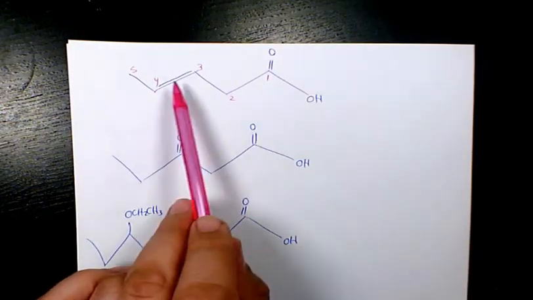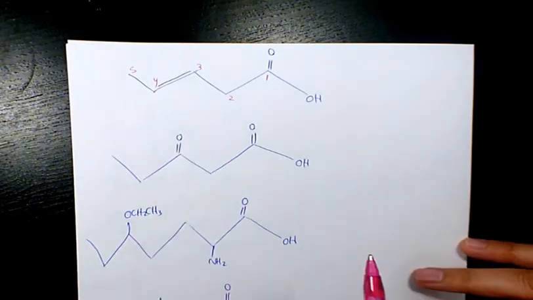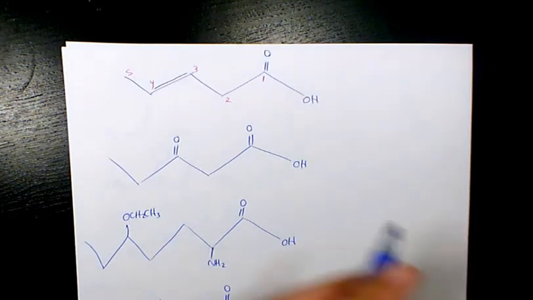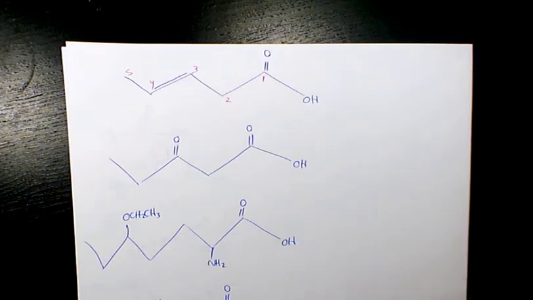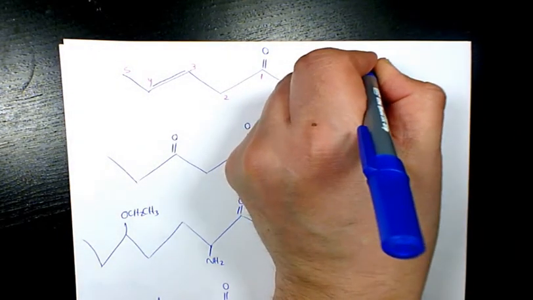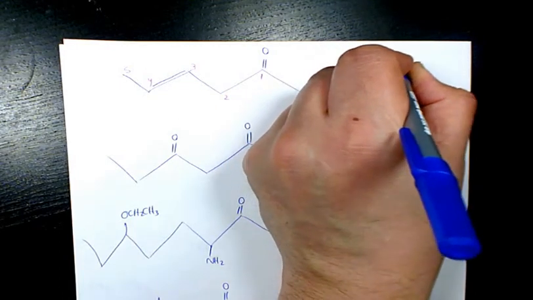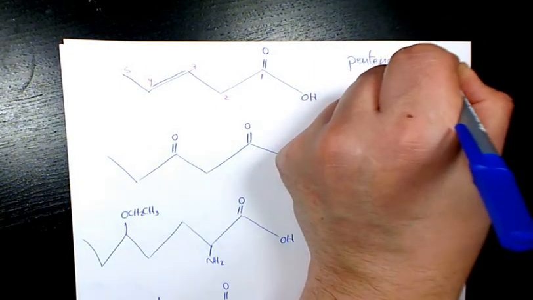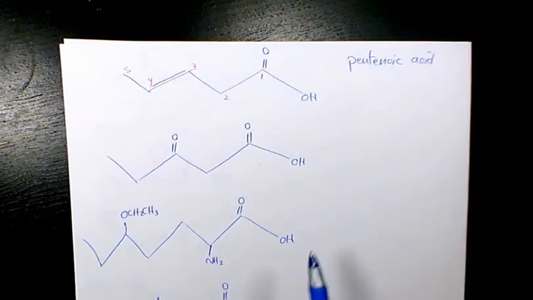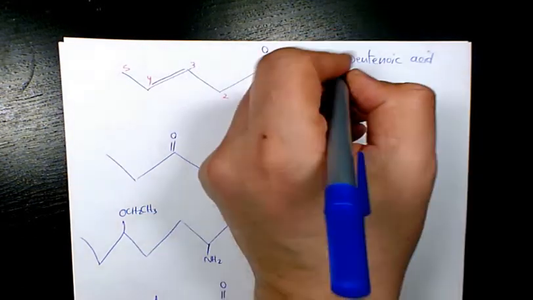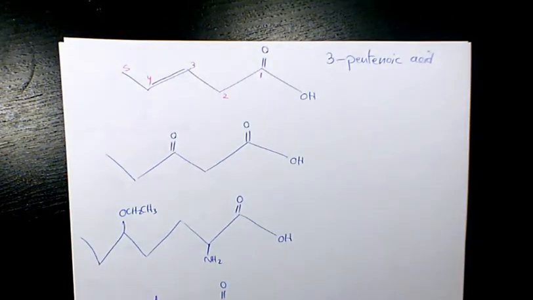The difference here, we have a double bond here. So how many carbons do we have? We have 5 carbons in total. So instead of having pentanoic acid, we're going to have pentenoic acid. It means that instead of A, we are dealing with E. How do you show the location of this double bond? We're going to put this 3 just in front of it. So it's going to be 3-pentenoic acid.